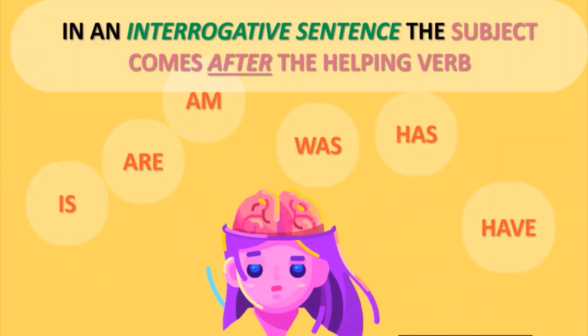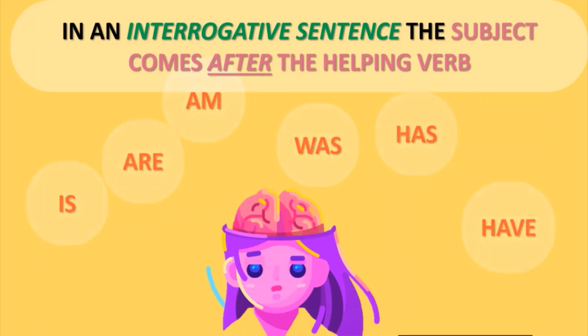In an interrogative sentence, the subject comes after the helping verb. So, you may ask, what is a helping verb? A helping verb is a word which comes along with the main verb. In some sentences we find it, like, the boy is crying. Here the main verb is crying and the helping verb is is. So is, are, am, was, has, have are some of the helping verbs.